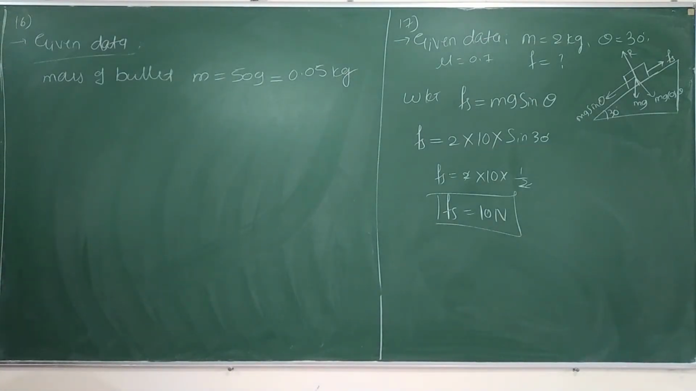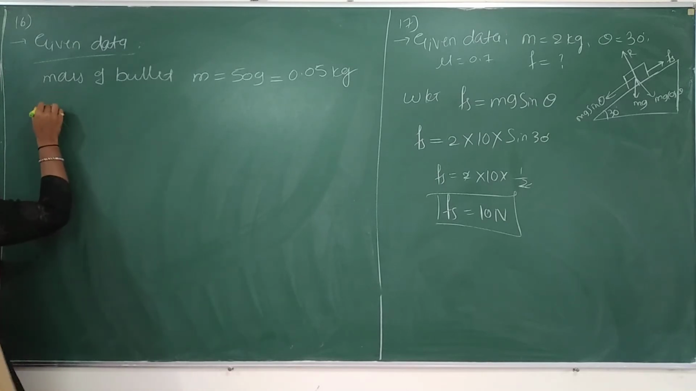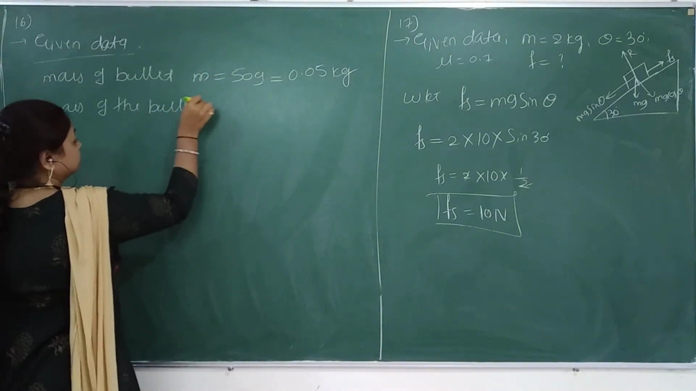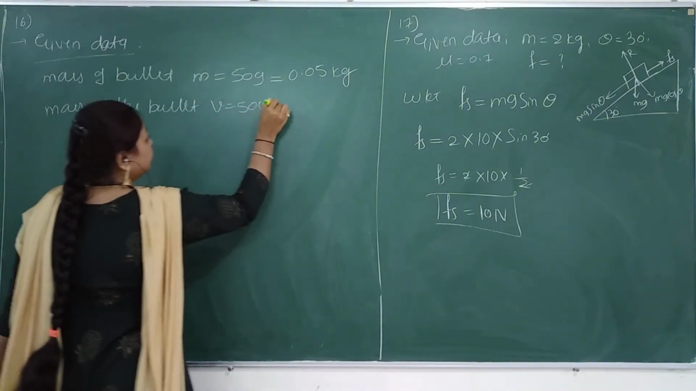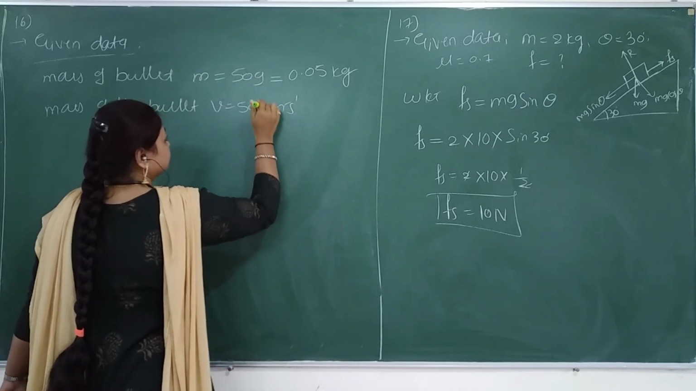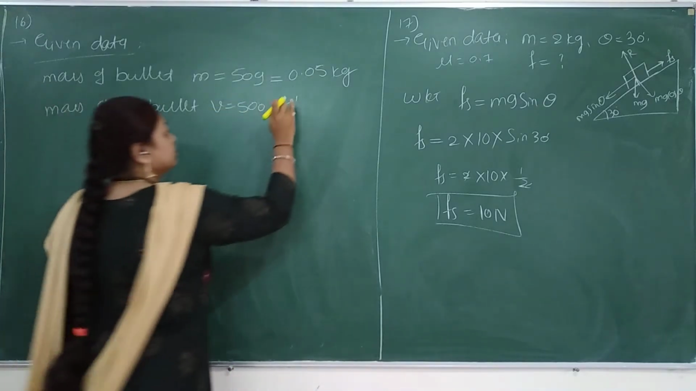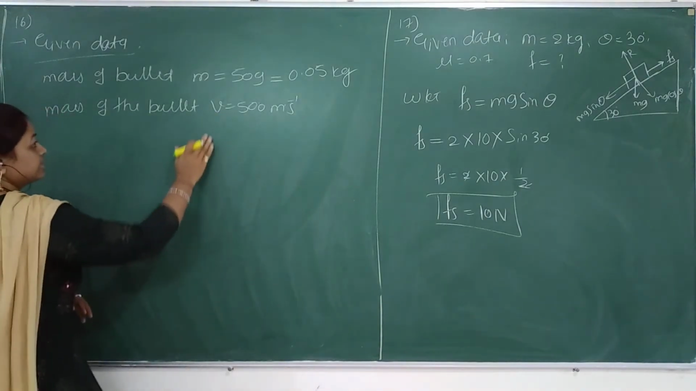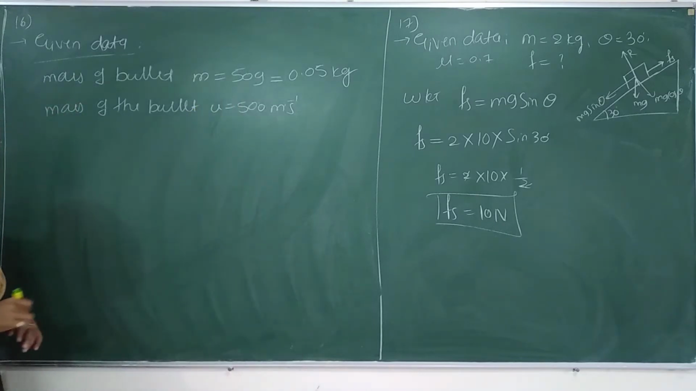Next, that bullet is moving with a speed. How much speed? 500 meter per second. Read the question properly and tell me the data. What is given? Mass of the bullet is given. Next, it is the initial speed, because after that the bullet comes to rest, so it is the initial velocity. Let us take it as u. Initial velocity of the bullet is 500 meter per second.